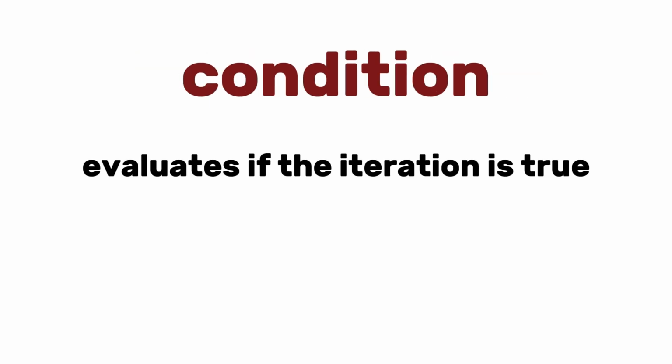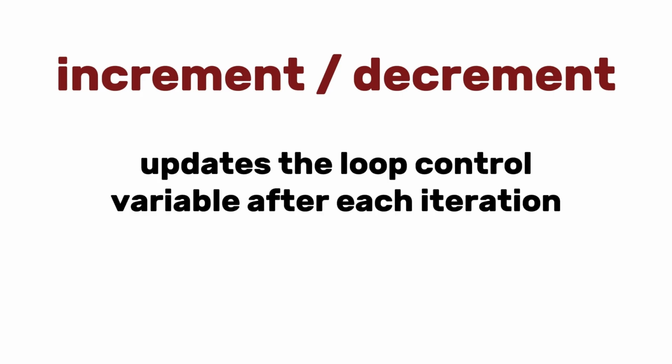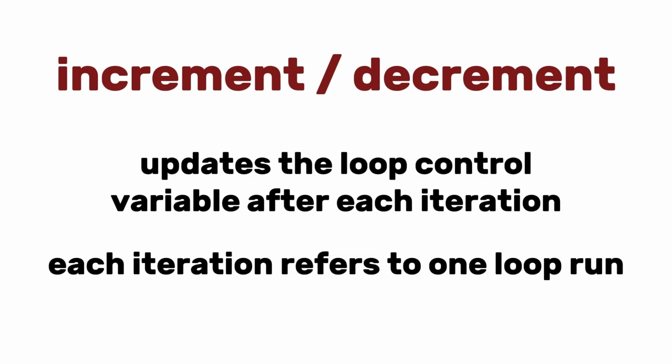The condition part, on the other hand, evaluates if the iteration is true. If true, the program will loop just perfectly. The increment/decrement part updates the loop control variable after each iteration. Take note that each iteration refers to one loop run. Now that we have learned about the syntax, let us now run a simple for loop program.